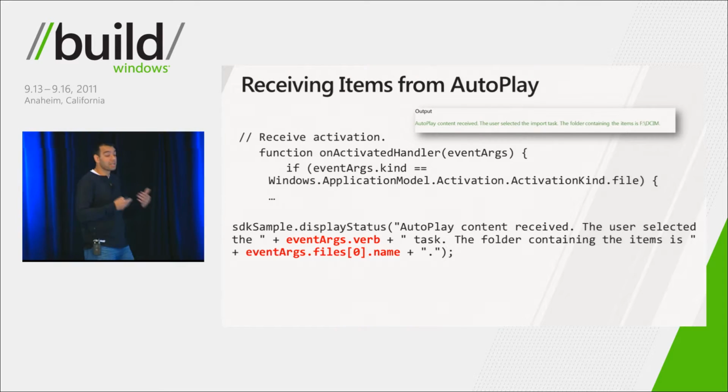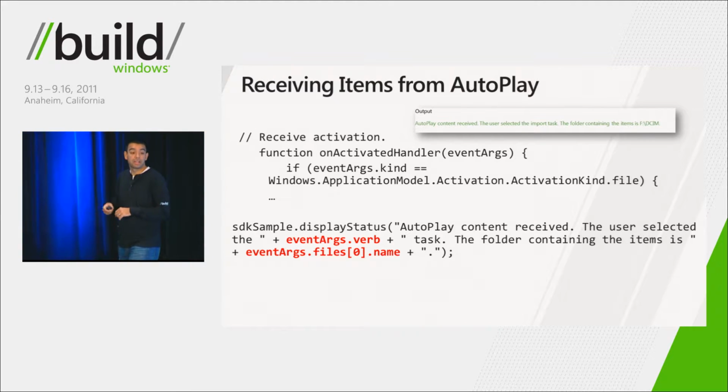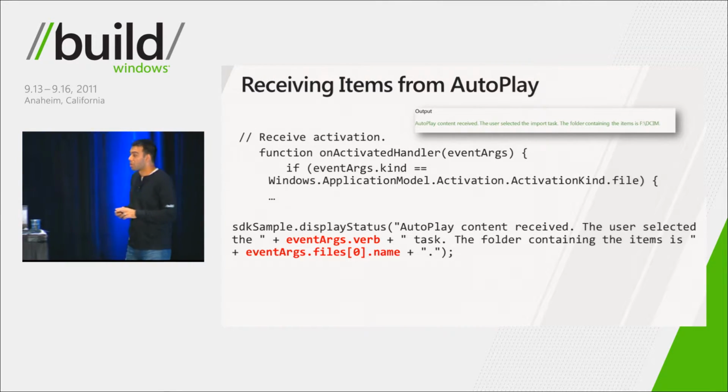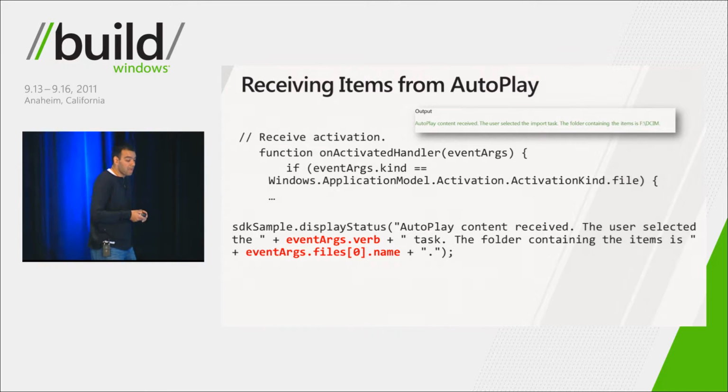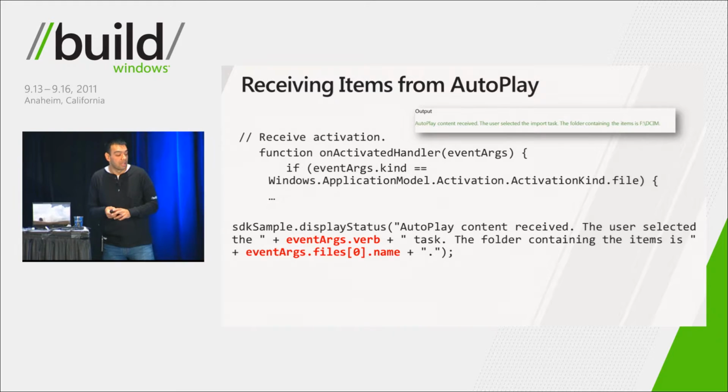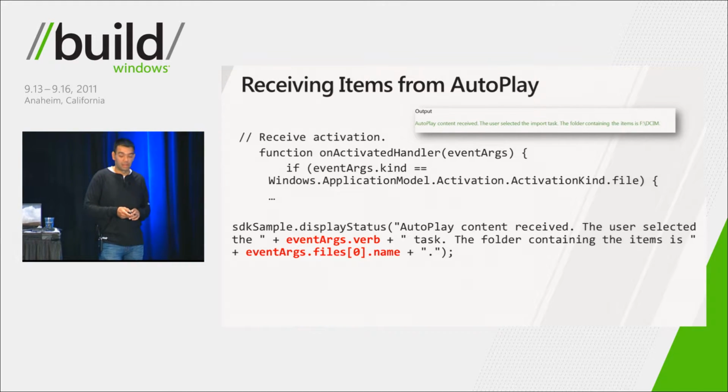And since we've been talking about similarities in the model between AutoPlay and file association, here's what I could have done for AutoPlay, similar to what I did for that file association sample, where using the event arguments that were passed to me, using that storage item, I could find out that here was the verb that was passed to me, which was import task in this specific case, and the root of the device content folder that was passed to me, which was the DCIM folder. Again, very similar from a code perspective. Using those storage items, I'm able to query all these properties around them.